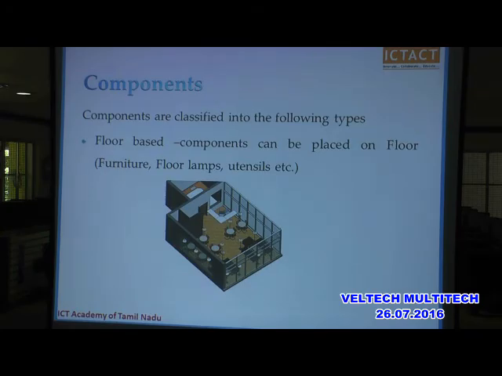Some components are available in the software, but some components are not available. For example, there will be three types of desk in the Revit software, but you need an advanced desk, or a different shape of desk, or a desk which is available in the market today. In order to get that particular furniture, you have to go to RevitCity or RevitForum.com, browse it, download it, and then place it over here. Okay?